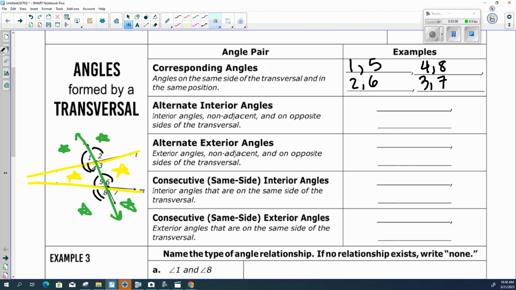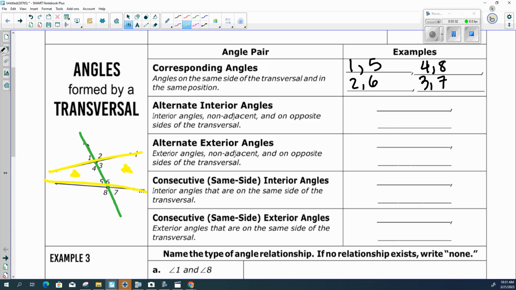Okay, alternate interior angles. Oh, I always just have to fix my picture. It gets too ugly. Interior angles, so again, they're inside here. So I've got 3, 4, 5, and 6. Those are my options. They're not touching, they're not adjacent, and they're opposite sides of the transversal.